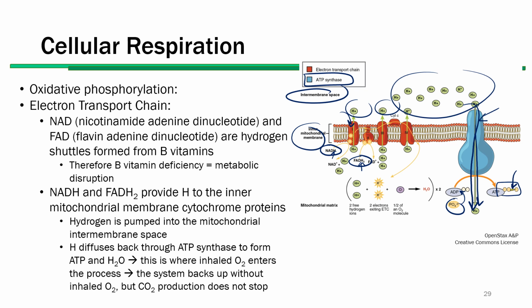So hydrogen diffuses back through ATP synthase to form ATP. This is where the inhaled oxygen enters. It's going to take this hydrogen and oxygen and form water. So the inhaled oxygen doesn't come in till the very end of the process. We absolutely need it so that we can neutralize that hydrogen, but we need it at the end. The system will back up without inhaled oxygen, but carbon dioxide production is not going to stop. If you're suffocating and you have no oxygen coming in, you're still going to make carbon dioxide because you're making it from the breakdown of sugar. So the alterations in carbon dioxide are still going to happen.